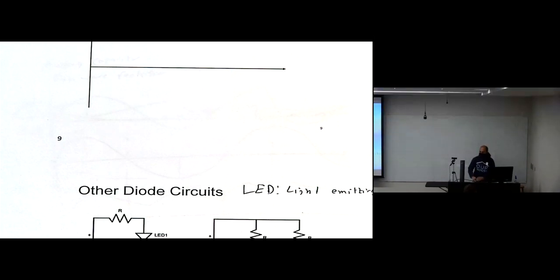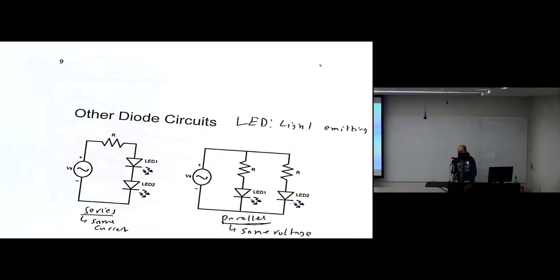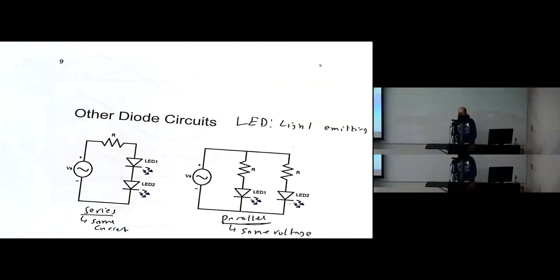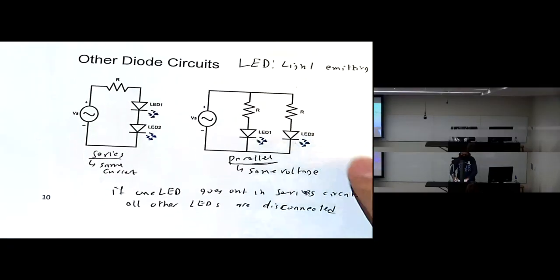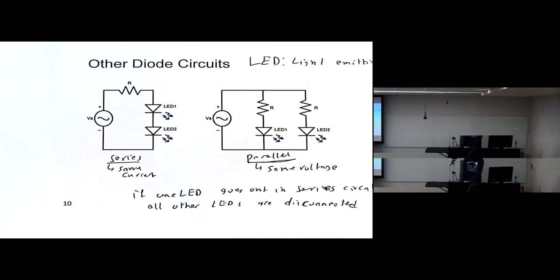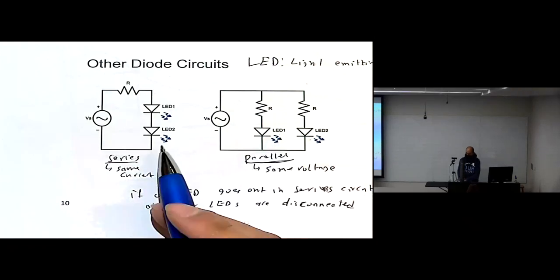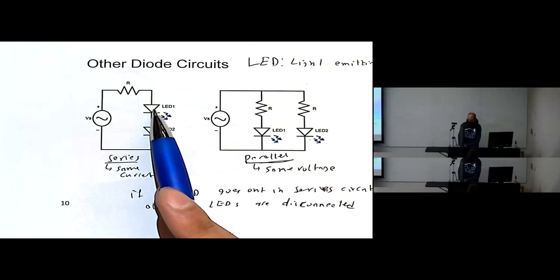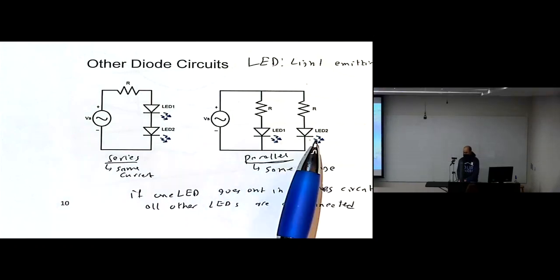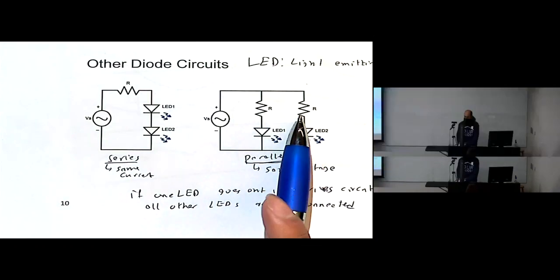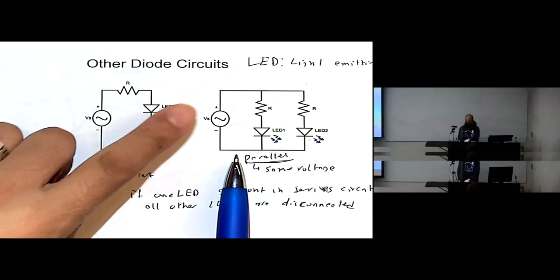The question right here. Which of those perform better in light output? Do they output the same amount of light, or does one of these perform better than the other? Yeah, in general, if they are sharing the same current, they should have the same illumination. While if they are in parallel, it depends on their resistor, but also the source is constant voltage.